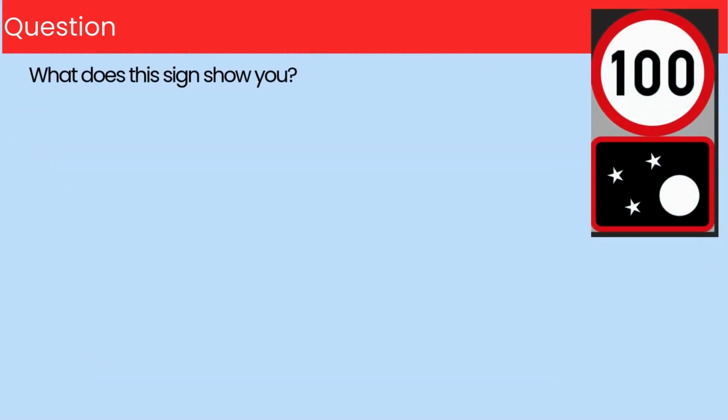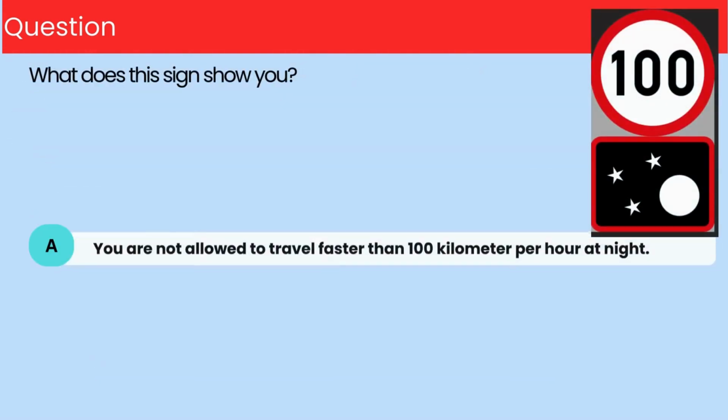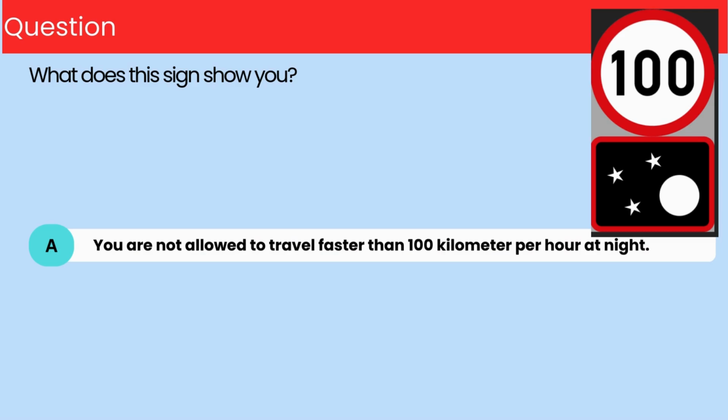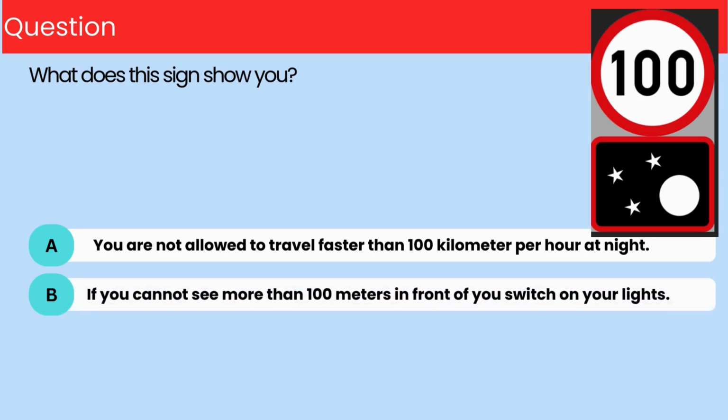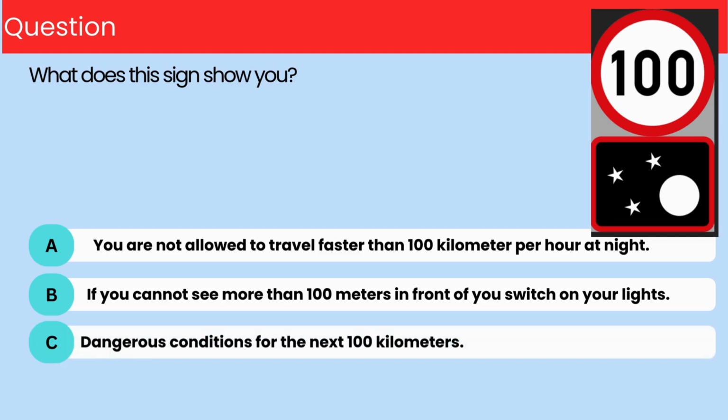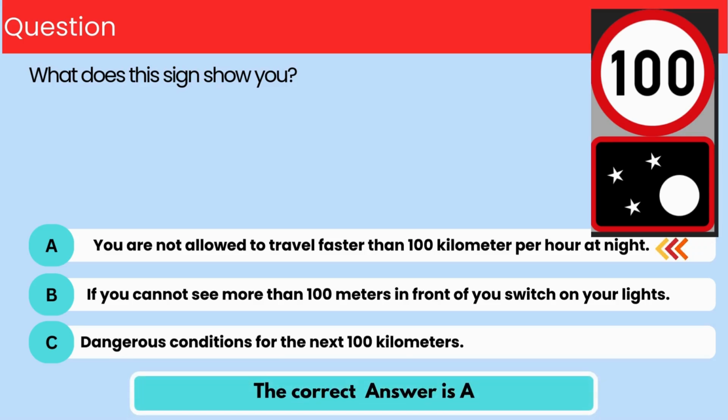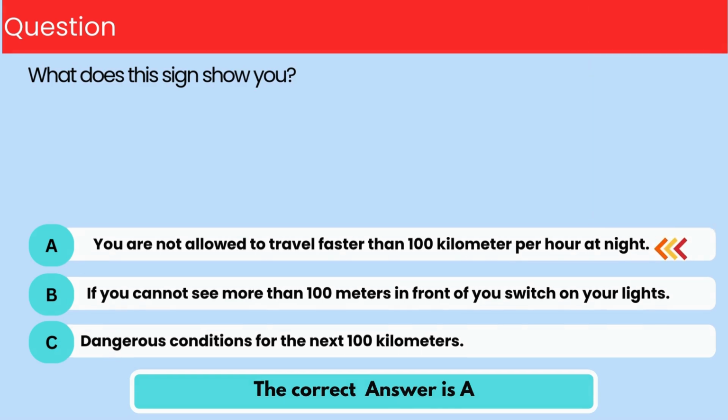Question: what does this sign show you? A. You are not allowed to travel faster than 100 km per hour at night. B. If you cannot see more than 100 meters in front of you, switch on your lights. C. Dangerous conditions for the next 100 kilometers. The correct answer is A. This sign indicates a speed limit of 100 kilometers per hour specifically for nighttime driving.